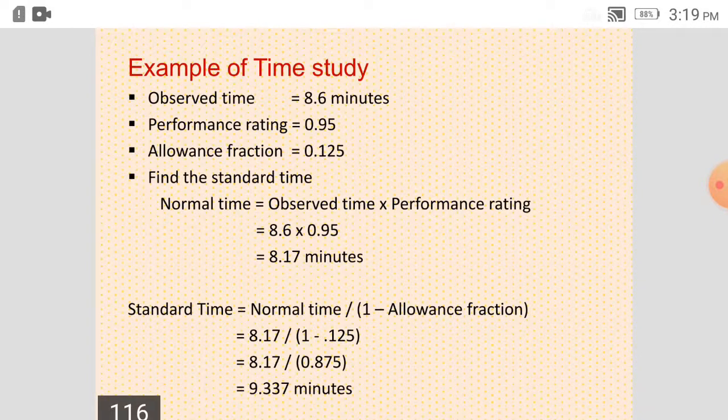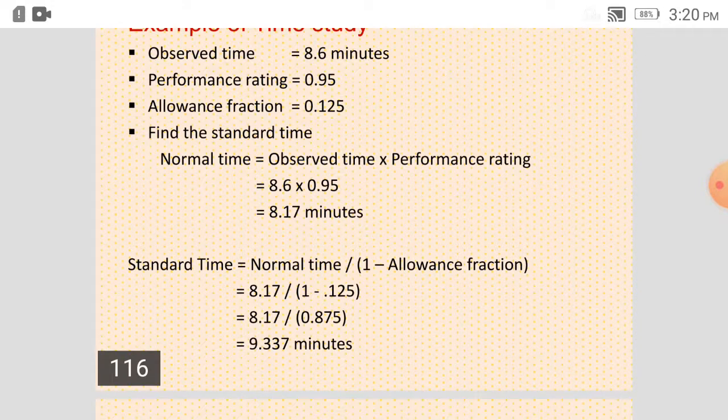So here the example is given, such as observed time is 8.6 minutes, performance rating is 0.95, that is the observed time upon normal time into 100. So the observed time of that worker upon normal time in the concept of that observer into 100 is the performance rating, that we have already seen. So observed time is 8.6 minutes, performance rating is 0.95, that is 95 percent. Allowance fraction is given as 0.125.